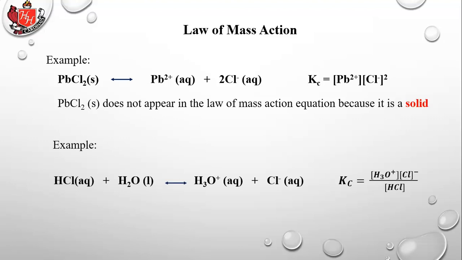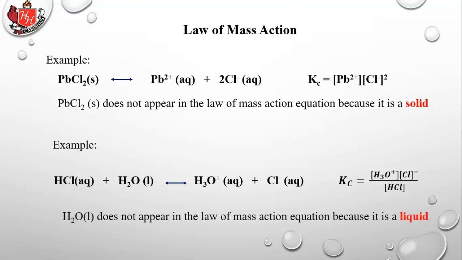Here we have hydrochloric acid being put into water, and it produces hydronium ions and chloride ions. We'll get into this equation after Thanksgiving. So there you see on the right side of the arrow you have the hydronium ion, H3O plus, and the chloride ion. On the bottom in the denominator you have the reactants, and that's the HCl. It's also H2O, but H2O is a pure liquid, so you do not put it in the law of mass action. H2O liquid does not appear in the law of mass action equation because it is a liquid.